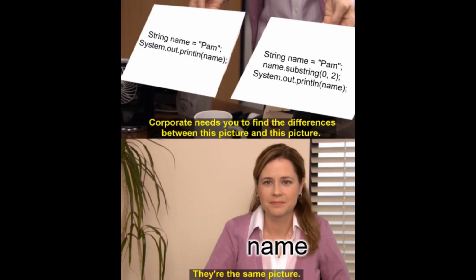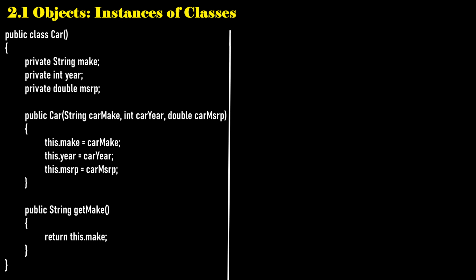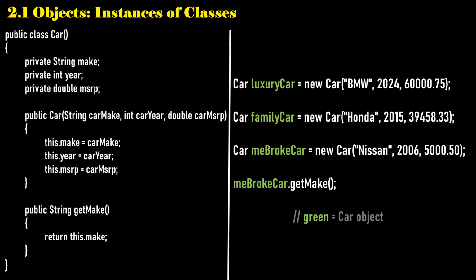Everything you need to know for APCSA Unit 2, Using Objects, starting now. A class is a blueprint for objects. These can include constructors, instance variables, and methods. An object is a specific instance of a class that instantiates the class's attributes and can access its corresponding methods.